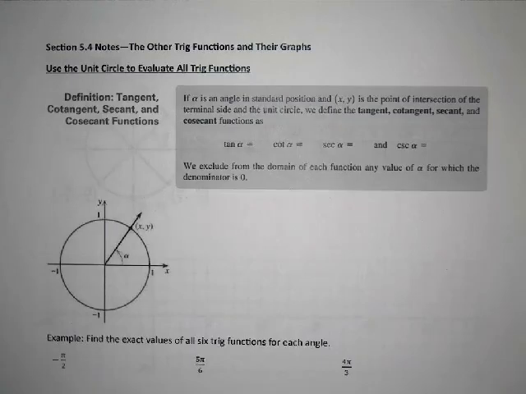This video is on section 5.4 notes, the other trig functions and their graphs. Before we talked about sine and cosine, but we know there's also tangent, that's why you hear SOHCAHTOA. And then there's also the reciprocal functions, which are cotangent, secant, and cosecant. We're going to talk about the other four trig functions aside from sine and cosine today.